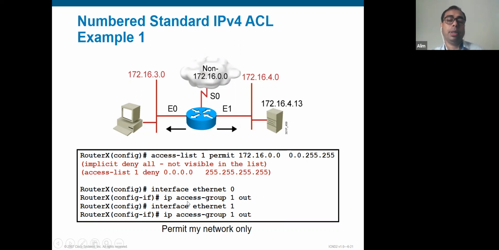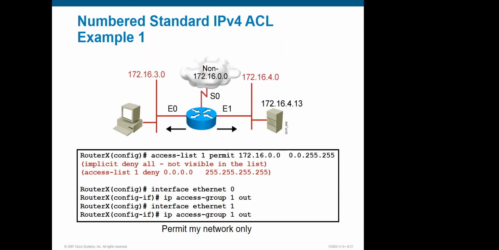Then we applied IP access group 1, that is access list 1, in outbound. Outbound means from the router's point of view, not the computer's point of view. That means this route is in this router, and this is allowed to Ethernet 0 and Ethernet 1, and it is outbound, that is, it is out. Okay, now clear? Clear, sir. Okay, great.